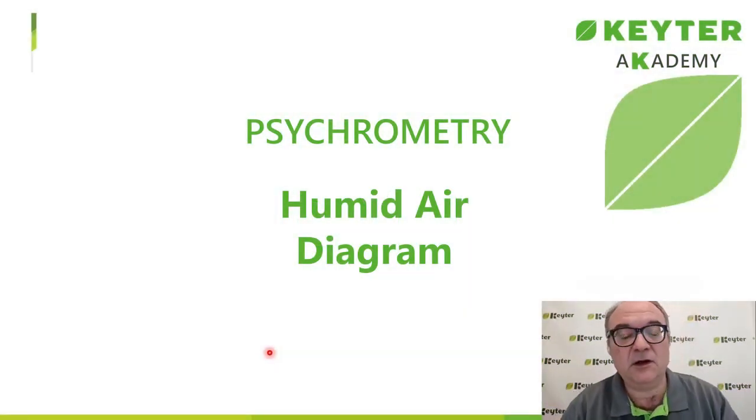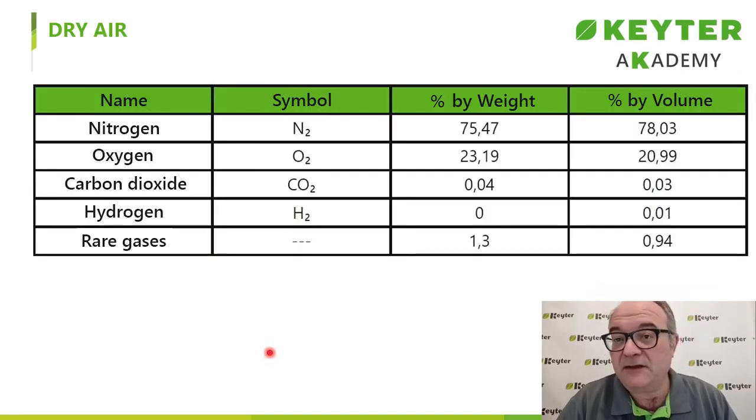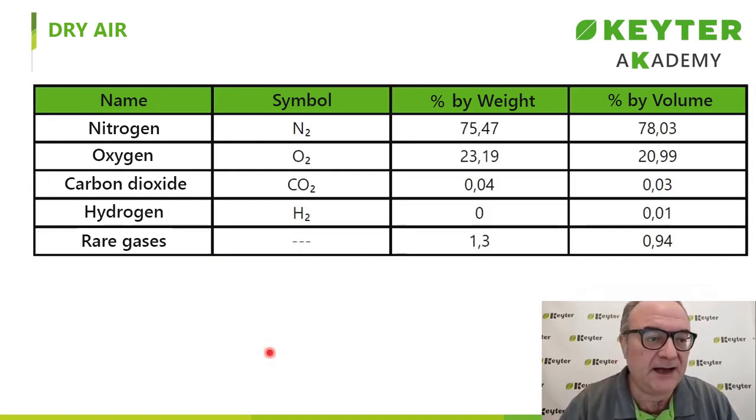Today we'll discuss psychrometry, the humid air diagram. To discuss the humid air diagram, we must first talk about dry air. What is dry air? Dry air is a mixture of gases with varying weight percentages, including nitrogen, oxygen, carbon dioxide, hydrogen, and small amounts of rare gases.